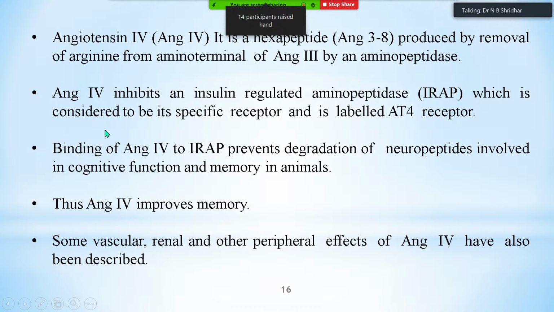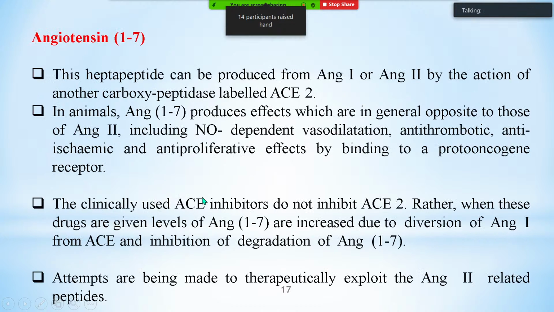All these, angiotensin 1, 2, 3 and 4, are effective in regulation of the blood pressure and different functions. Of course, angiotensin 4 improves memory and it enters the brain.